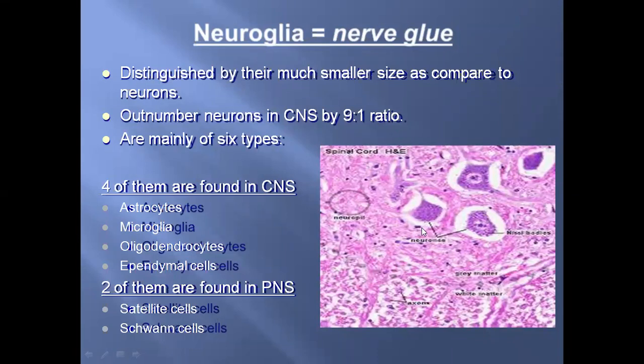Here are the neurites. Here is the gray matter and white matter. Here is a transverse section of the spinal cord, which is stained by H and E staining.